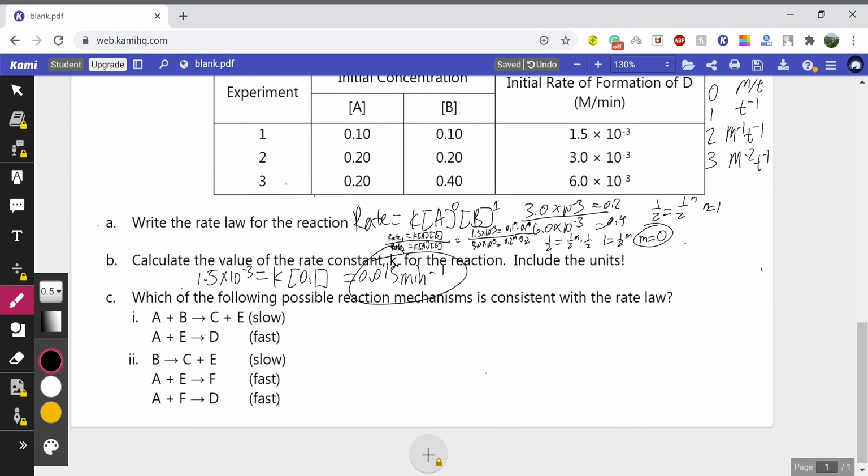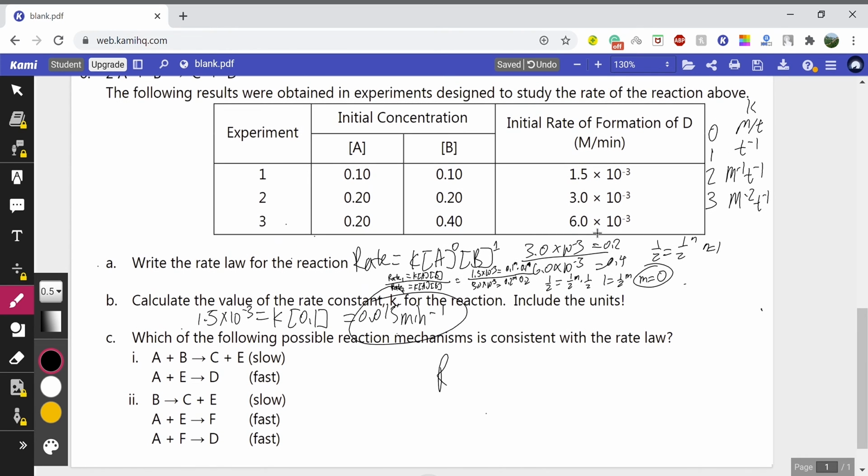Now, which of the following possible reaction mechanisms is consistent with the rate law? What is our rate law? Rate is equal to k times b. So which of these has only one b in the slow step? This one, the slow step, is a plus b. So for this one, the rate law will be rate equals k times a times b. Remember, the rate law for the overall reaction is the rate law for the slow step.